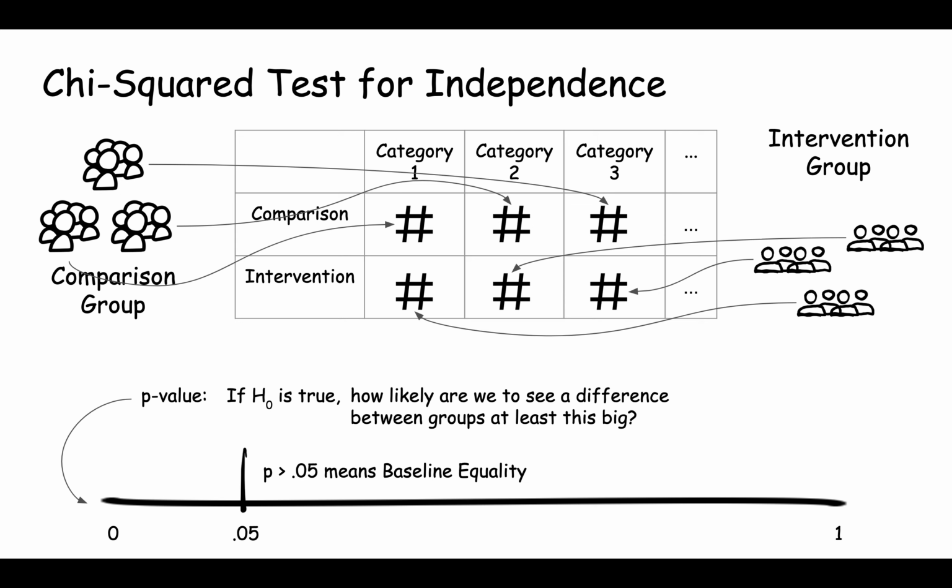Here, we can occasionally have more than two categories. We might break people up into income categories or level of educational attainment, high school, college, postgraduate. And when we've got more than two categories, we need to use the chi-squared test. Otherwise, the same logic applies, and we're looking for a p-value greater than 0.05.